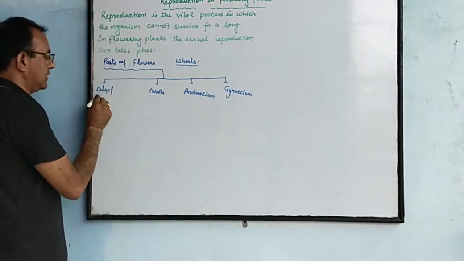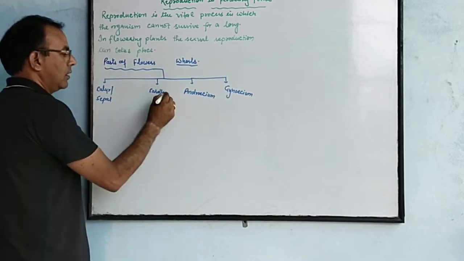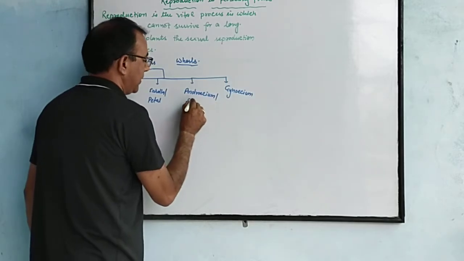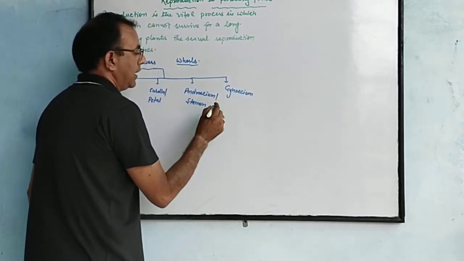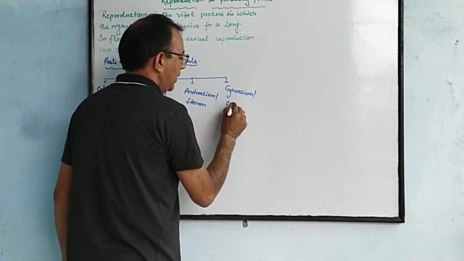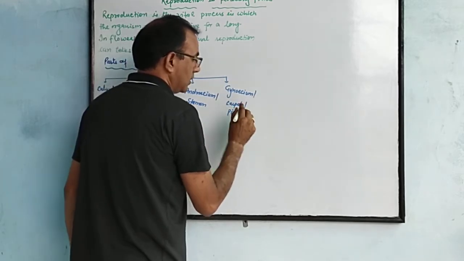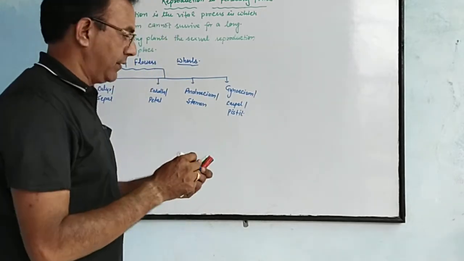Calyx is also known as sepal, corolla as petals, androecium as stamen, and gynoecium is also known as carpel or pistil. There are 4 whorls of a flower.